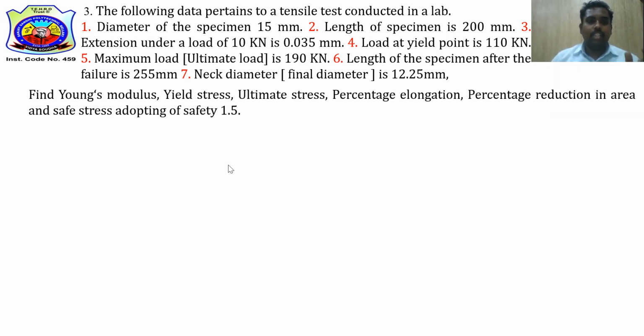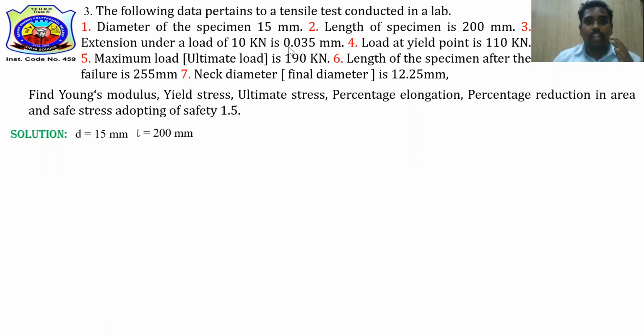Okay, I'll write the given values. Solution: first, let me read the question step by step so that I can note down the given values. The diameter of the specimen is 15 mm. The diameter of the specimen is nothing but small d, so d is equal to 15 mm. The length of the specimen is 200 mm, so L is equal to 200 mm.